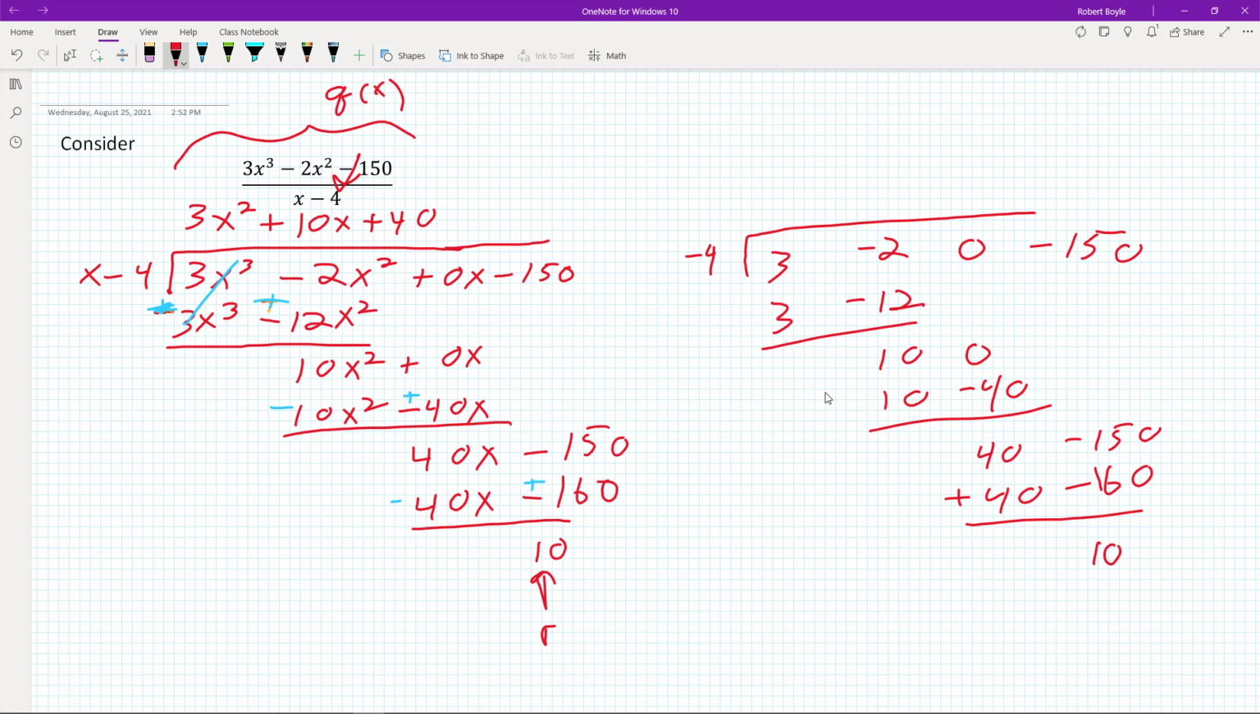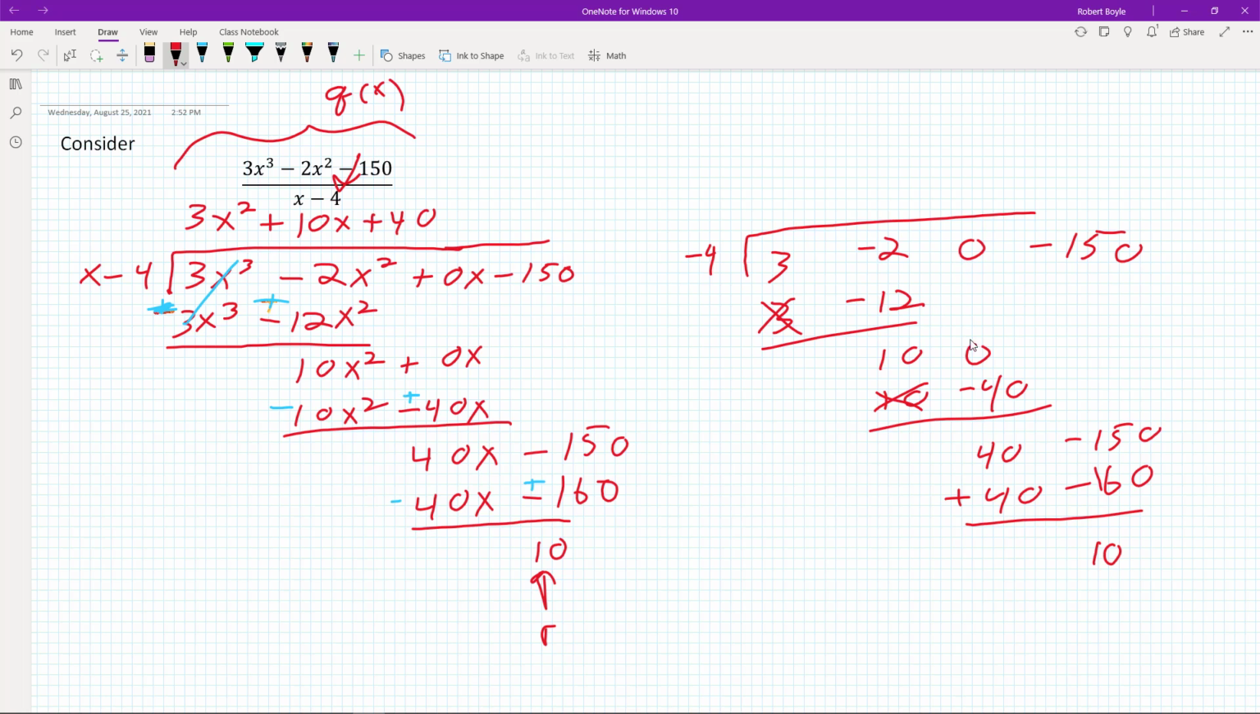Notice we still have multiplications. We can actually still get the -12 by multiplying the -4 by 3, and also the -40 by multiplying the -4 by 10, and so forth. Now also notice that we have a 3 here and a 3 here. We really don't need this 3. We have a 10 here and a 10 here. We don't really need this 10.